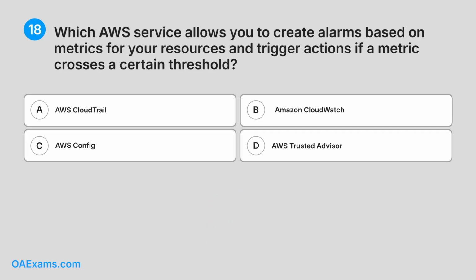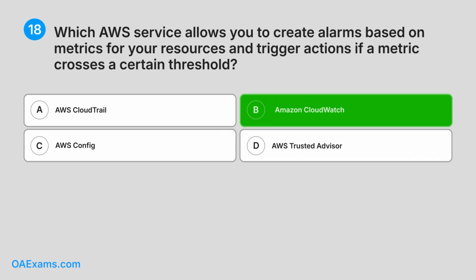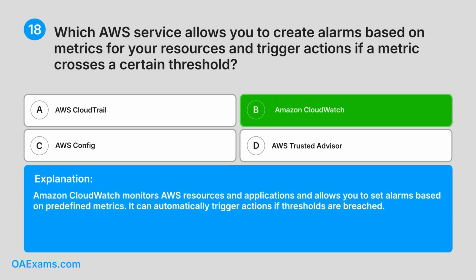Correct. Answer: B. Explanation: Amazon CloudWatch monitors AWS resources and applications and allows you to set alarms based on predefined metrics. It can automatically trigger actions if thresholds are breached.